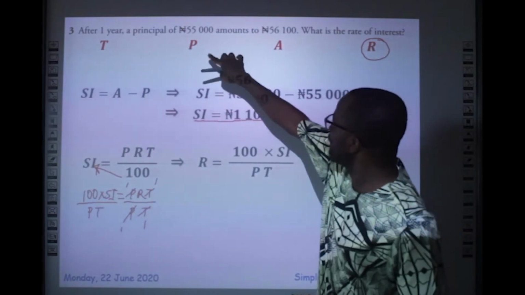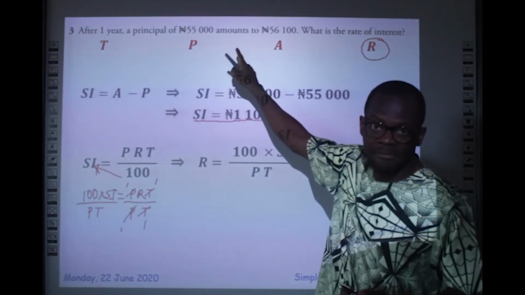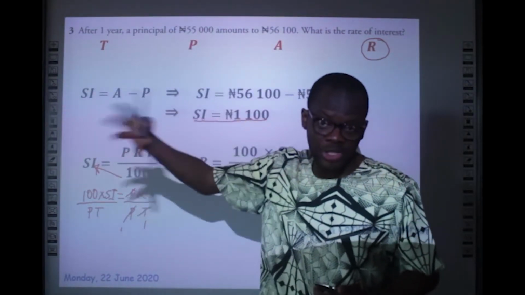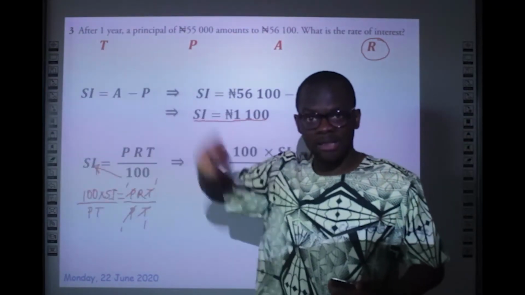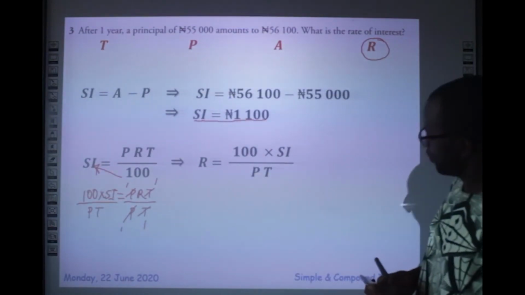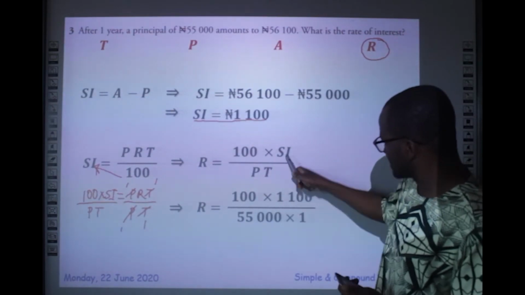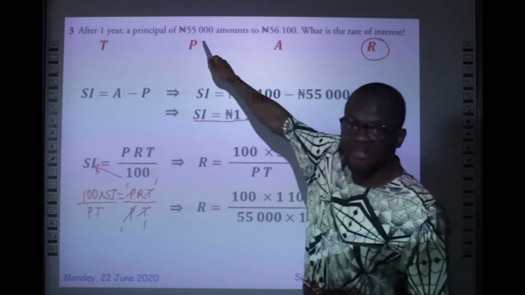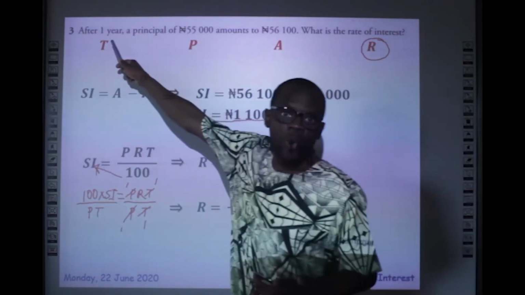Now you've got to be careful, don't mix up the principal and the amount. The amount is always greater than the principal. That's how you can tell the difference between the two. The amount will always be greater than the principal. Okay, so when you put in these values, you will have 100 times the simple interest, which is 1,100, over the principal, which is 55,000, and then times the time. The time is just 1 year.